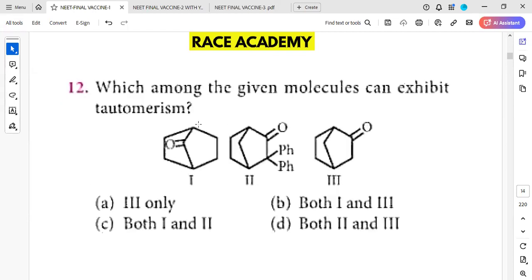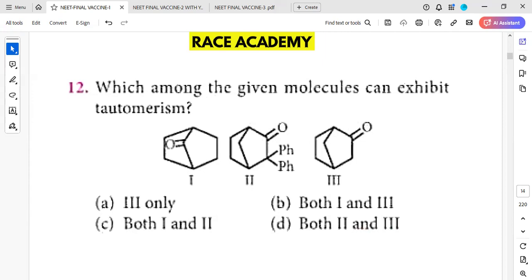Next question. Question number 12: which among the given molecules can exhibit tautomerism? If you see Roman 1, 2, 3, in the first one there is a bridged oxygen present. Usually because of bridged oxygen, tautomerism is quite difficult. In the second one, we don't have any kind of alpha hydrogen. And the third one, yes, it is possible, as we have alpha hydrogens. Due to that, we can say the third one can exhibit tautomerism.